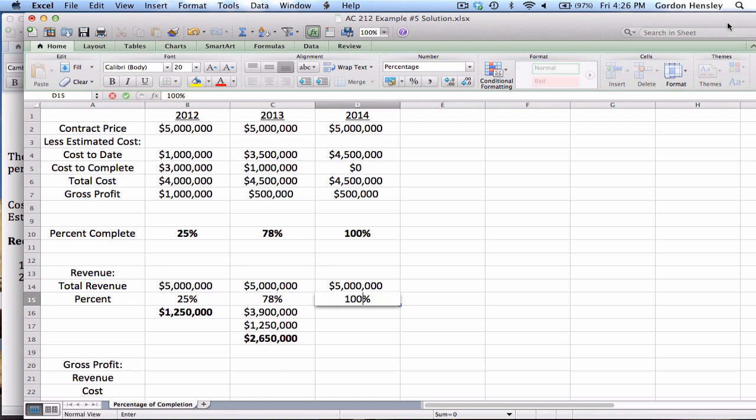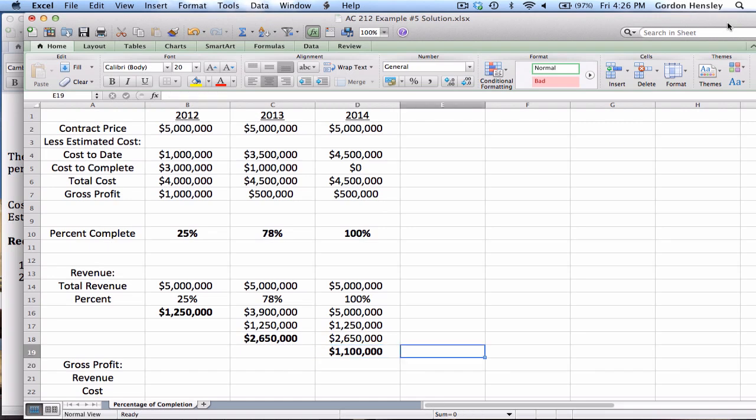Then in year 3, again, the total contract price, $5 million. I'm 100% complete. Of course, 100% of $5 million is $5 million. I've already recognized $1,250,000. I've already recognized $2,650,000. So what can I recognize in year 3? $1,100,000. So that's the way that works.